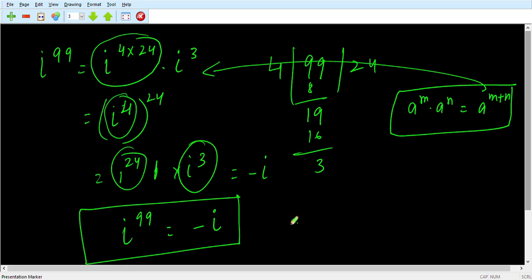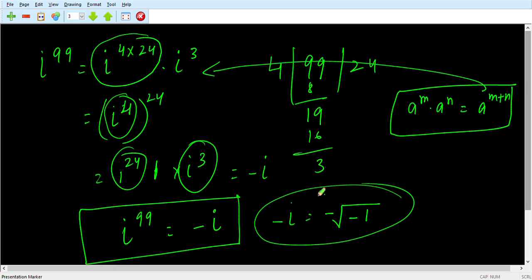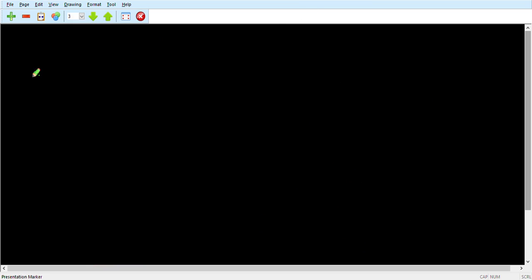And minus iota is nothing but minus under root minus 1. So you can solve any problem. If someone asks you another question like iota to the power minus 99, you can change this expression in this way. I just took the reciprocal of this expression so that the power becomes positive 99.